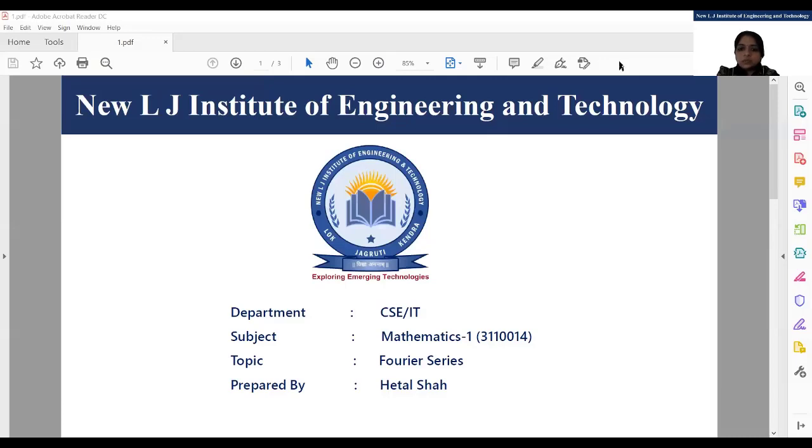Let's start today's session, where we are very near to completing Unit 3, Fourier series. One or two more lectures are needed to complete the Fourier series. So let's start. Till now we have done Fourier series, so let's take a short recap.